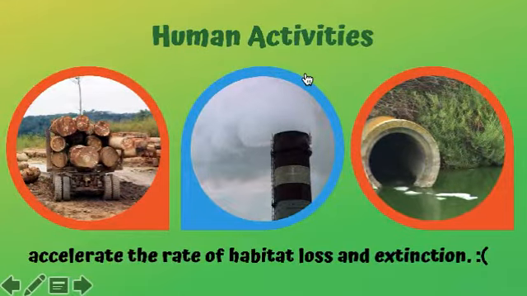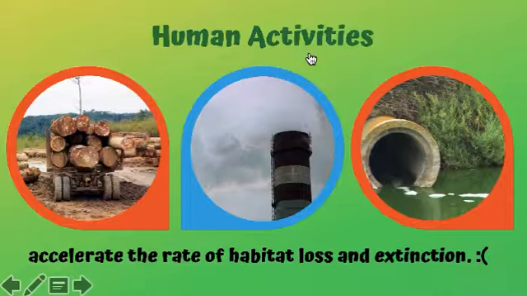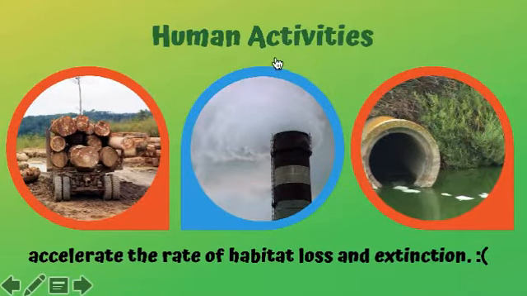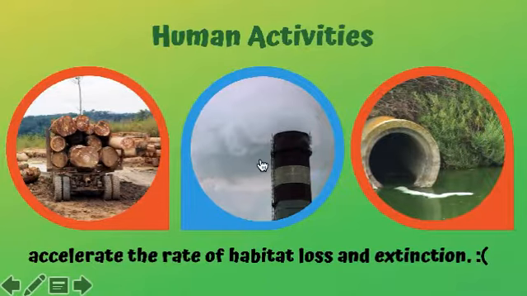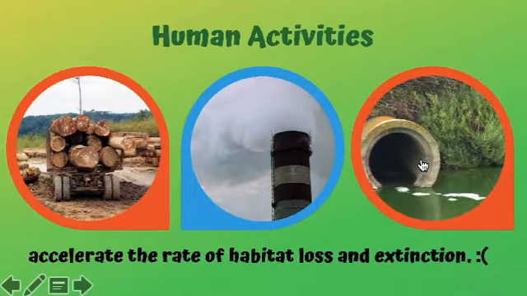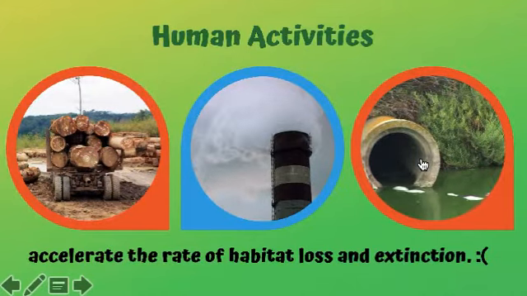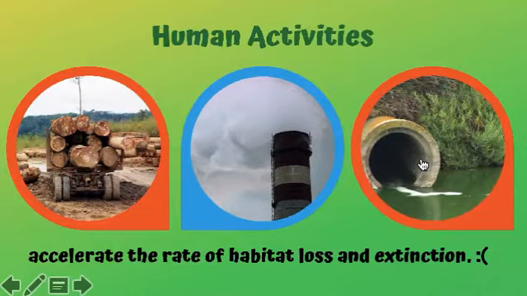It is no secret that human activities actually affect the community where we live in. The first picture shows illegal logging of woods from the forest. The video next to it shows smoke released by a factory, and the third video shows a contaminated river because of direct disposal of domestic waste. We are actually accelerating the rate of habitat loss and extinction.